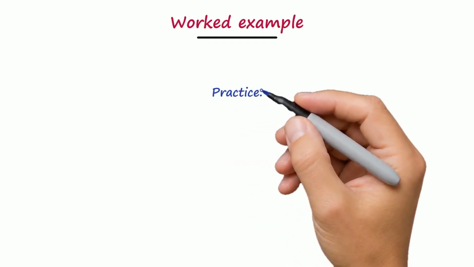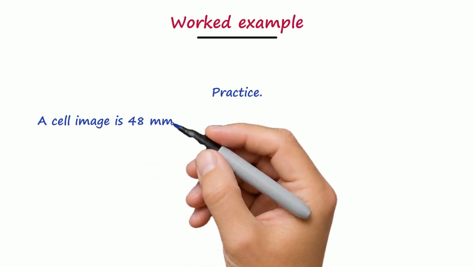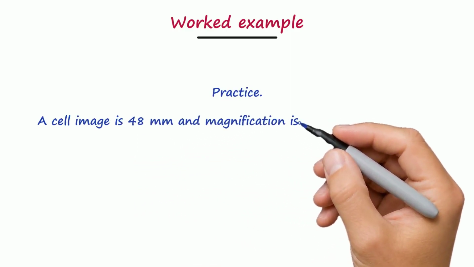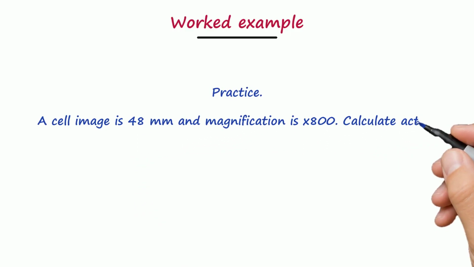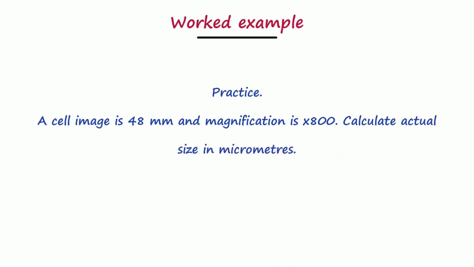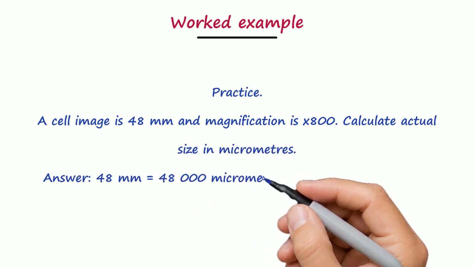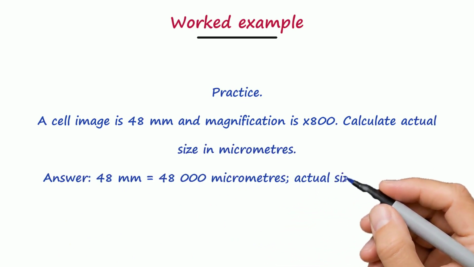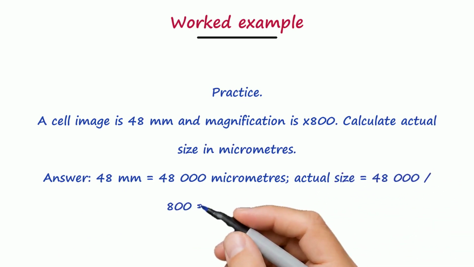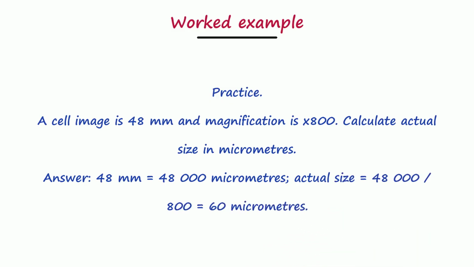Practice. A cell image is 48 mm and magnification is x800. Calculate actual size in micrometers. Answer. 48 mm equals 48,000 micrometers, actual size equals 48,000 over 800 equals 60 micrometers.